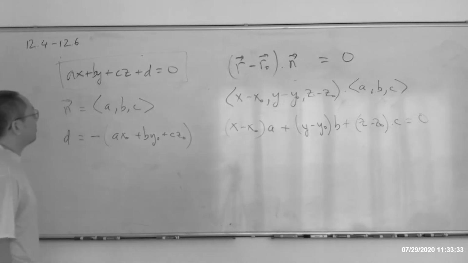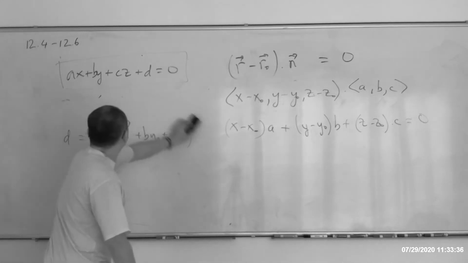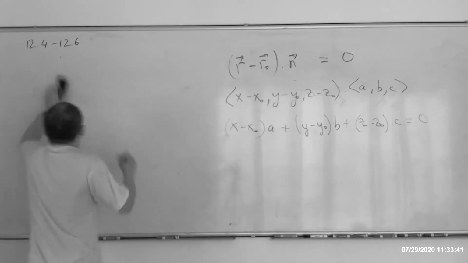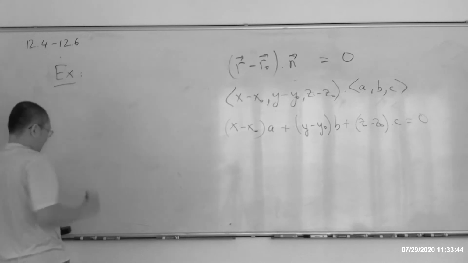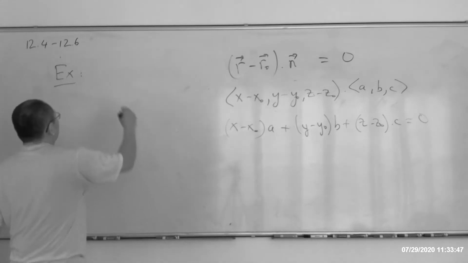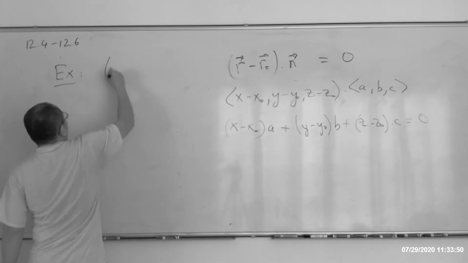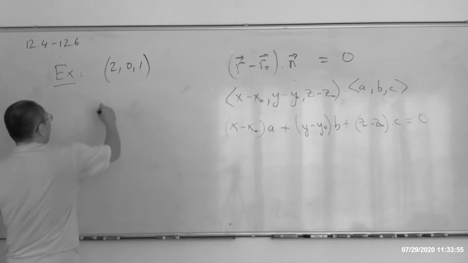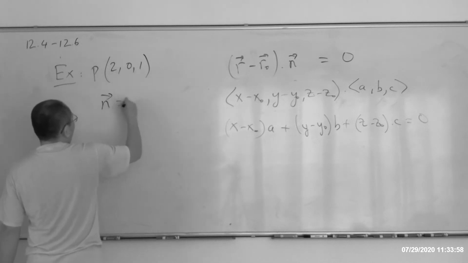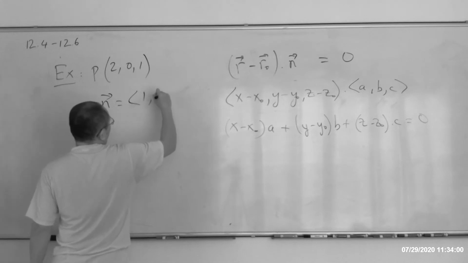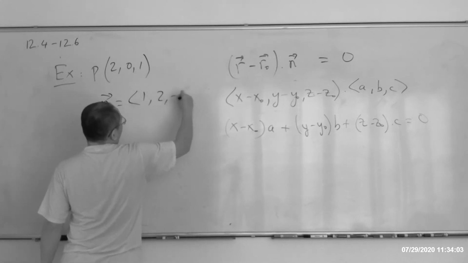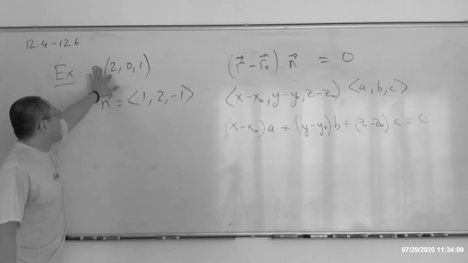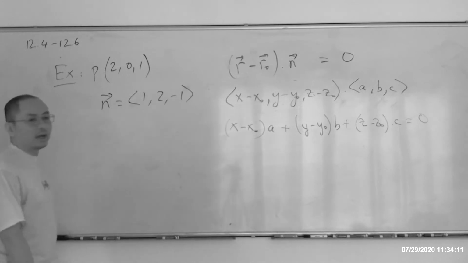I think I should give you an example before I move on. Let me give you an example. Say, find the equation of the plane that goes through the point, say 2, 0, 1. This is the point that I give you. And I give you the normal vector. This is the point P. Normal vector is 1, 2, -1. Okay? So how do you find the equation of the plane that has a point 2, 0, 1, and the normal vector is 1, 2, -1?